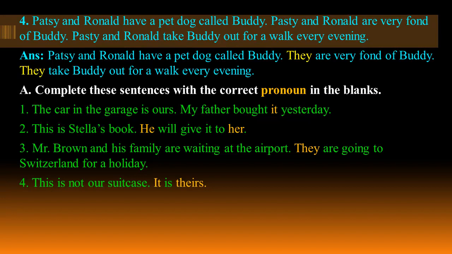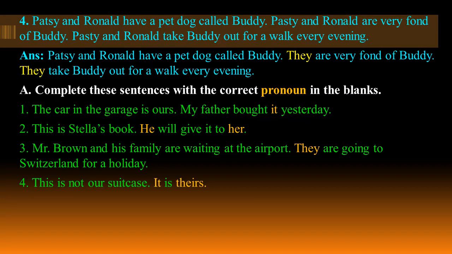Here we are talking about a car, and a car is a thing. For a thing, which pronoun should I use here? We use it for things and even for animals as well. And the sentence is: The car in the carriage is ours. My father bought it yesterday. It refers to the noun car. So it is a pronoun and it is pointing towards the car.